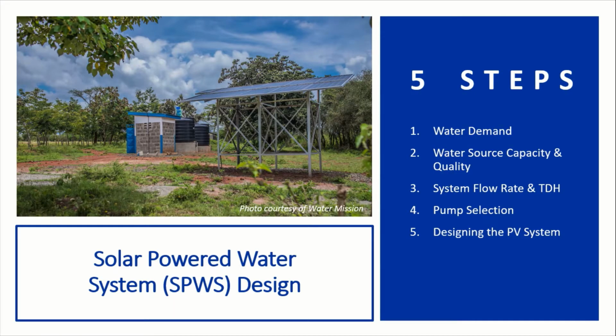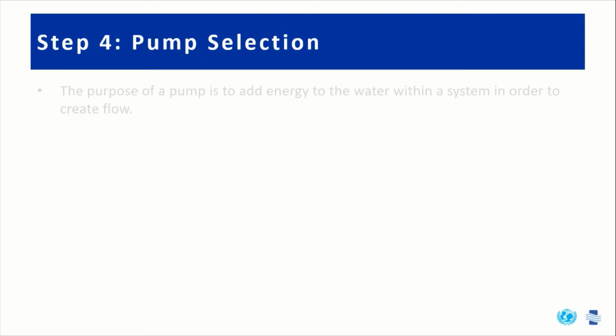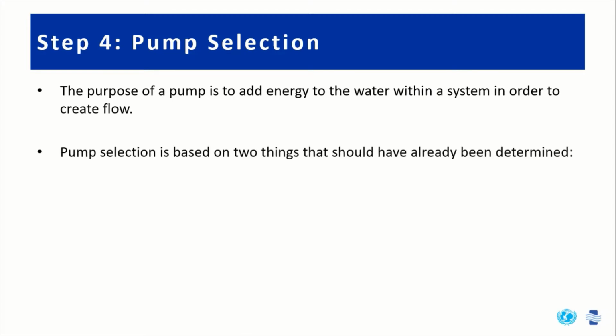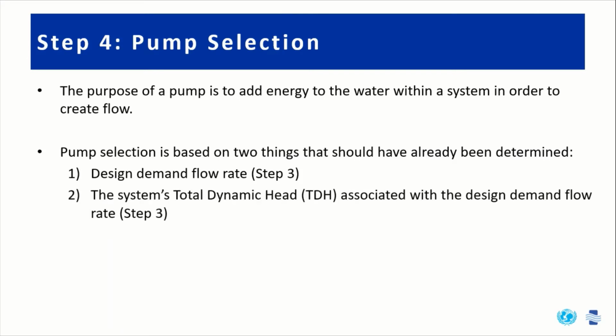If you haven't already, please check out our first 3 videos on the first 3 steps of solar-powered water system design. This video focuses in on step 4, pump selection. The purpose of a pump is to add energy to the water within a system in order to create flow. Pump selection is based on 2 things that were determined previously in step 3, the design flow rate and the system's total dynamic head, or TDH, associated with that design flow rate.